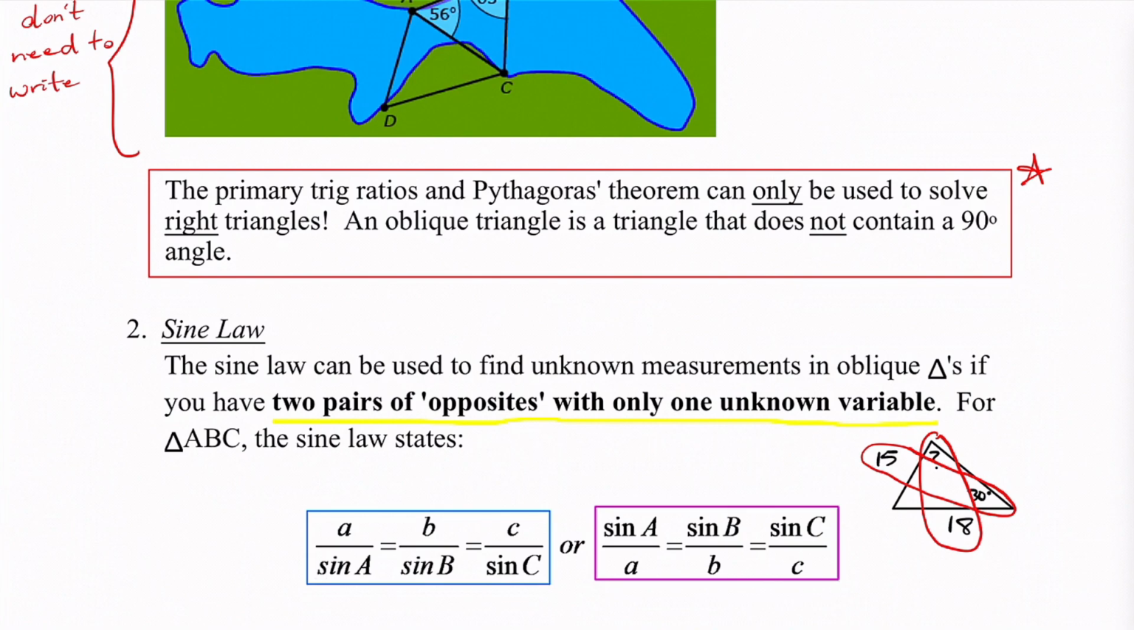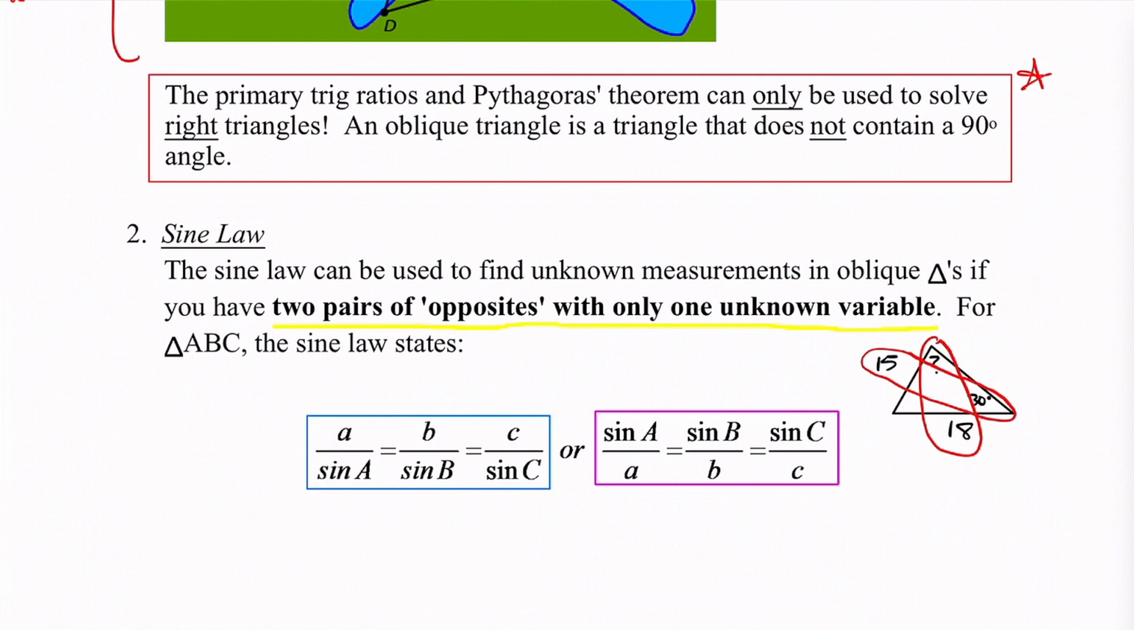So what the sine law states is this right here. It says side A over sine of A equals B over sine of B, which equals side C over sine of C. Or if you took this whole thing and flipped it, you would get this, where all the sines are in the top and then all the sides are in the bottom.